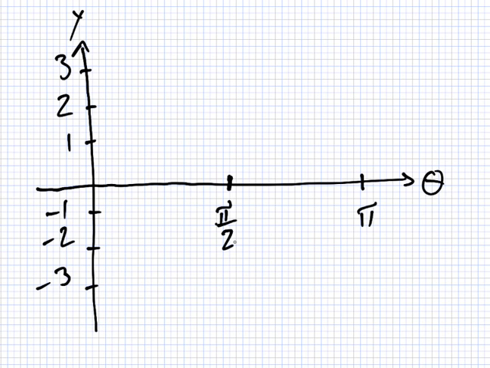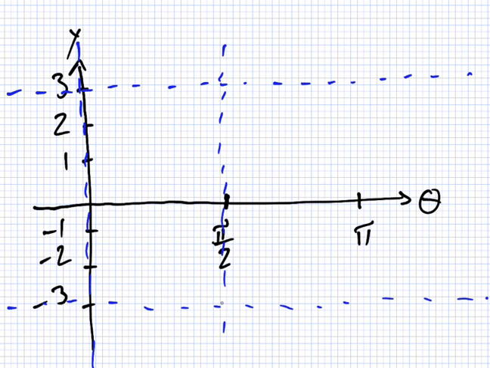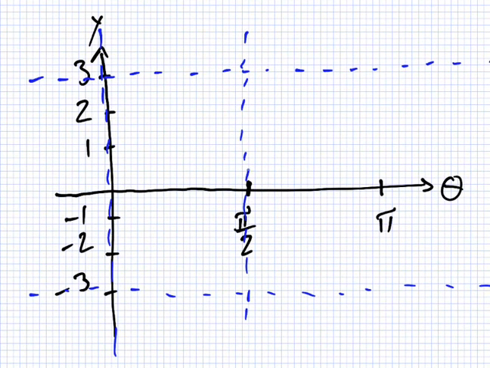Okay, so let's draw our box. So we have our line at the 3, then at the minus 3, then at the 0, then at the pi over 2. Then we split our box up into 4 pieces.